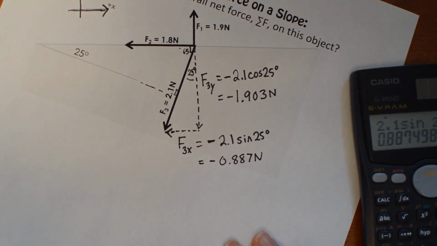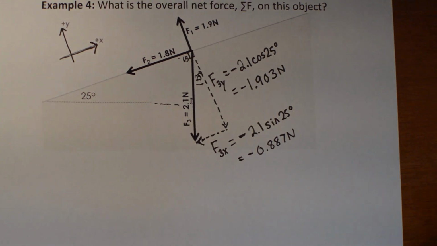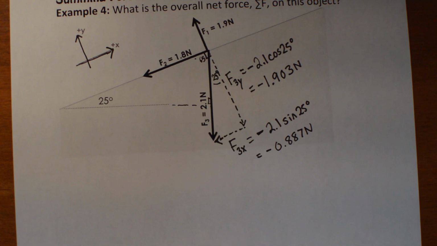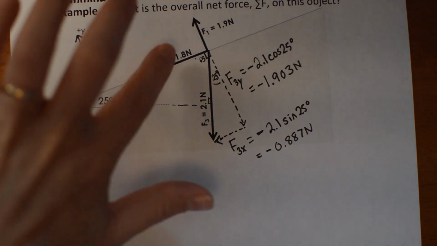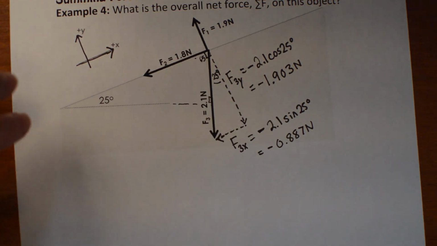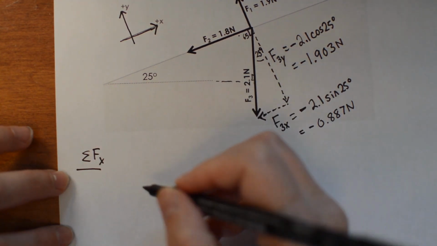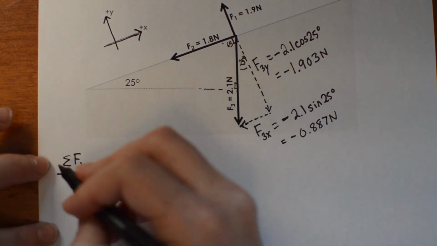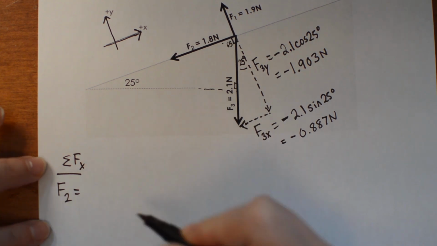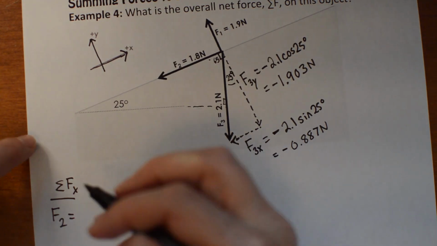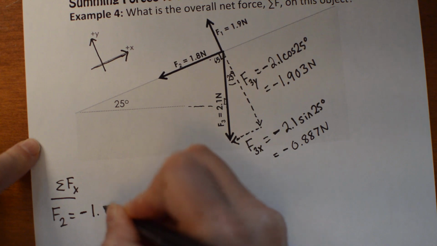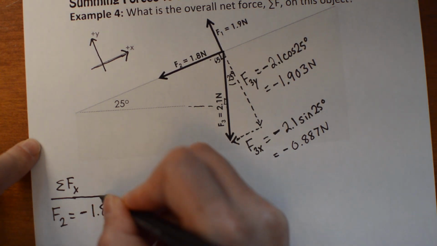Okay. We now need to do basically everything that we did before. So from here, the problem just becomes the same as before. We split everything into components. So next we add up all the x components, so sum of all the forces in x. Forces in x, I've got F2. F2 is fully in x because x is parallel to the hill, but it's negative because it's pulling you down the hill. So negative 1.8 newtons.